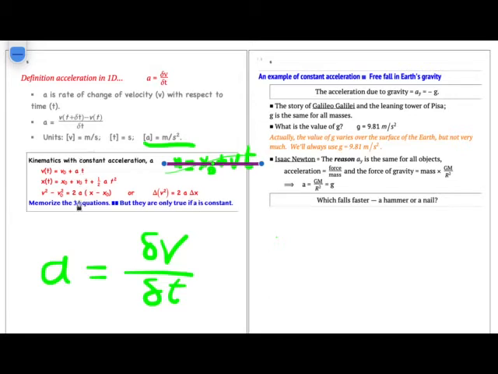Now, remember, they're only true if the acceleration is constant. And we will consider problems later in the semester where the acceleration is not constant. Then you can't use these equations. So don't think that this is the only set of equations you're going to need in Physics 231. This applies to some problems, and you have to know which problems it applies to. Well, it applies when the acceleration is constant.